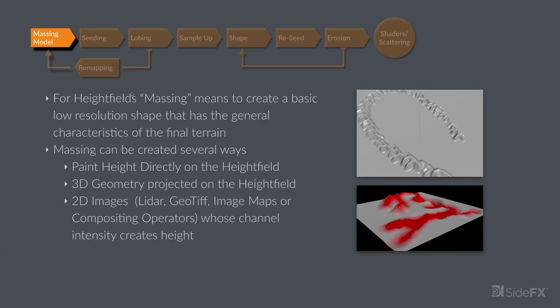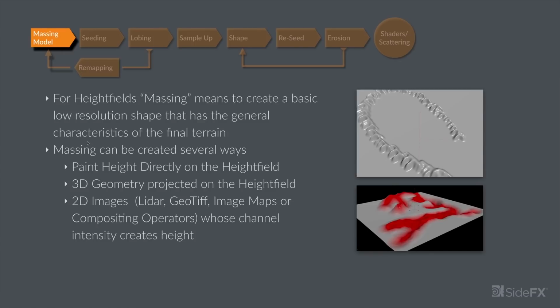Well, for terrain, what we're going to do is use things like, let's paint our height and just get the general shape of what we want the mountains to look like. Or use 3D geometry and a height field project to project down shapes that will make the basic structure of the mountain. Or use 2D images like GeoTIFF or just plain old PNGs or LiDAR, anything that you can use to extrude up the height field into a mountain range.